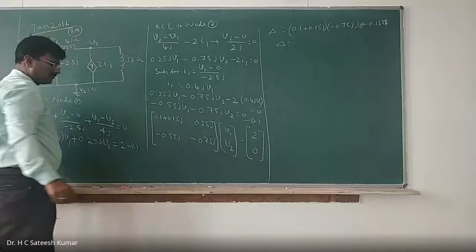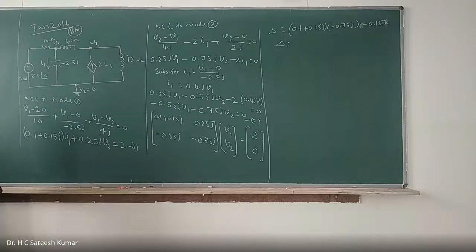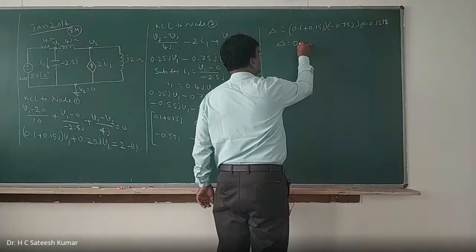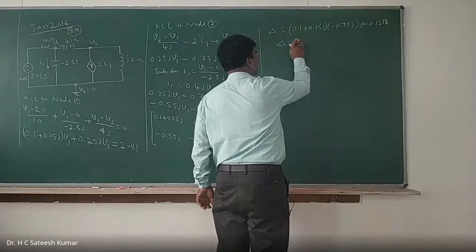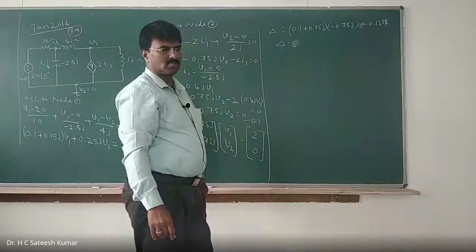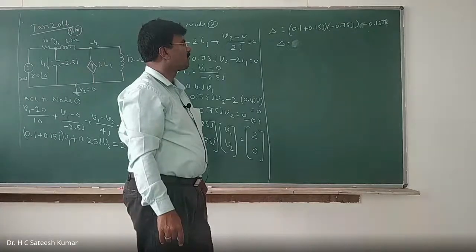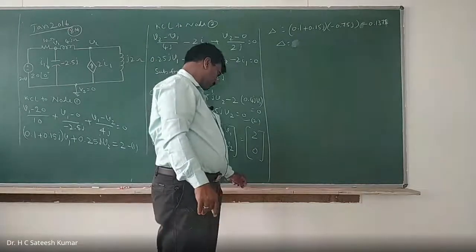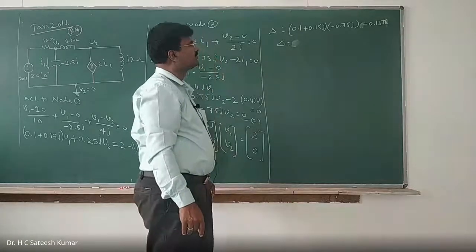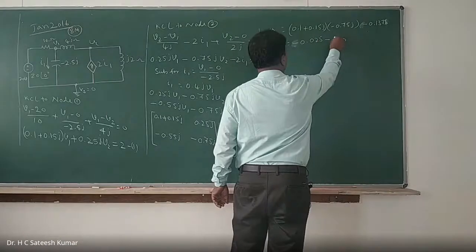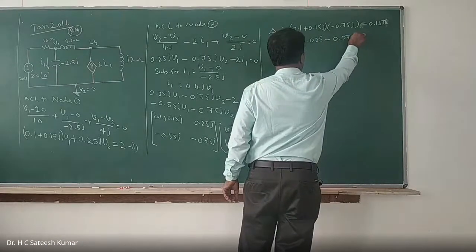Simplify. Put the final answer. All the students, please check the calculation. Minus 0.025 minus 0.0 j. Okay, delta.